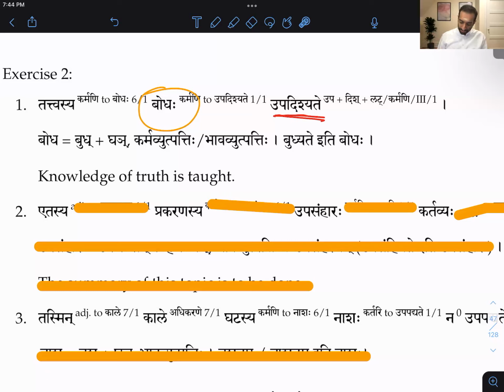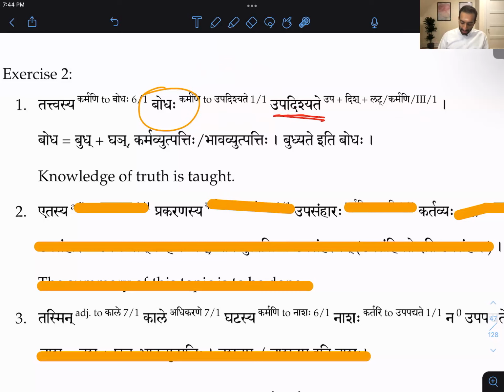Okay. Now, this bodha is karma to upadishyate. It's karmani prathama. Why? Because we're in karmani prayoga. So the first case is karmani prathama. Right? It's the object. What is known? Knowledge is, or so what is taught? Knowledge is taught.